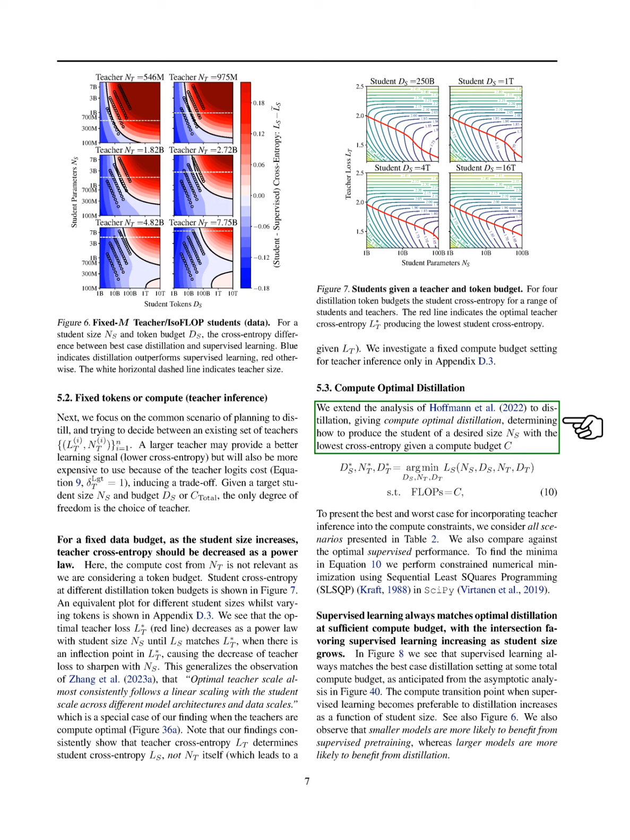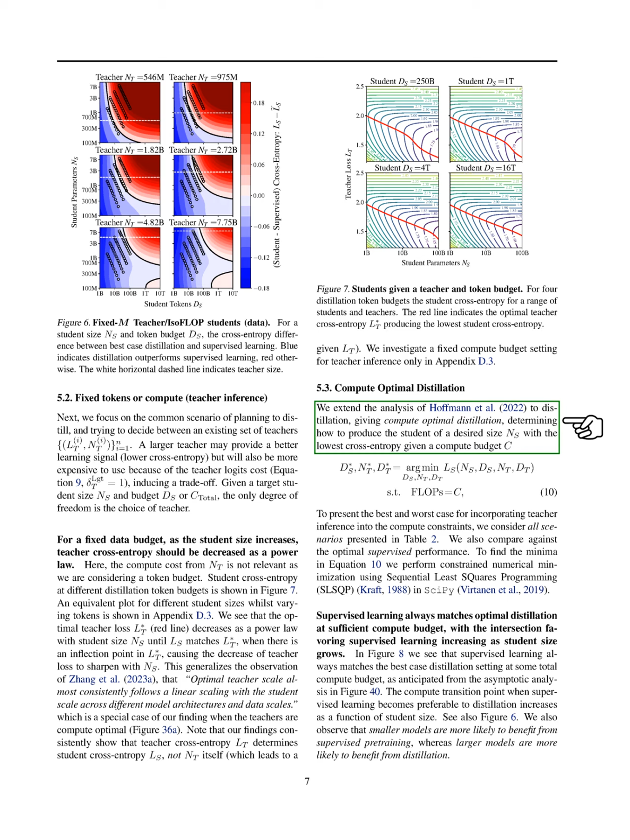To find the minimum values, we use constrained numerical minimization techniques. We observe that supervised learning consistently matches optimal distillation when we have enough compute resources, and this advantage for supervised learning increases as the student model size grows. Our analysis shows that smaller models tend to benefit more from supervised pre-training, while larger models gain more from distillation.